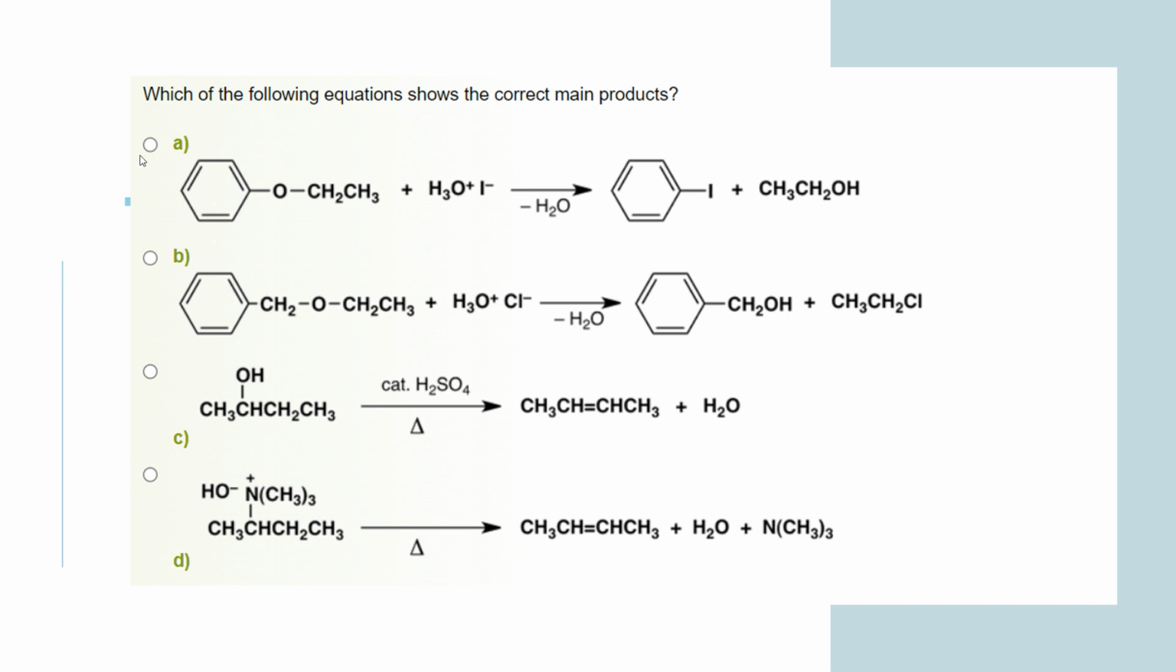Let us move to the options one by one. In option A, what is given? This ether is given here, and we are treating it with, you can consider it as hydroiodic acid, HI. And in the product, you can see this aryl iodide as the major product, and this ethanol as the alcoholic product formed in the reaction. So, to know whether this reaction is given correct or not, you have to know the mechanism that ether cleavage reactions follow.